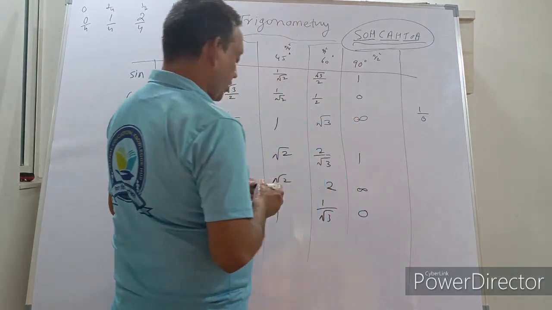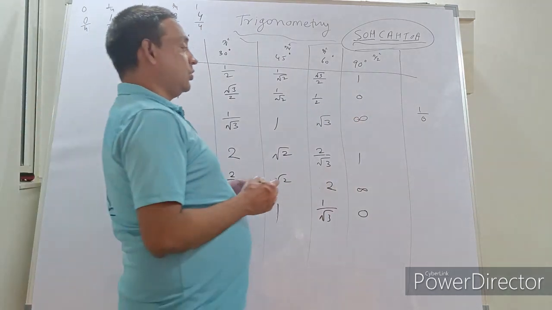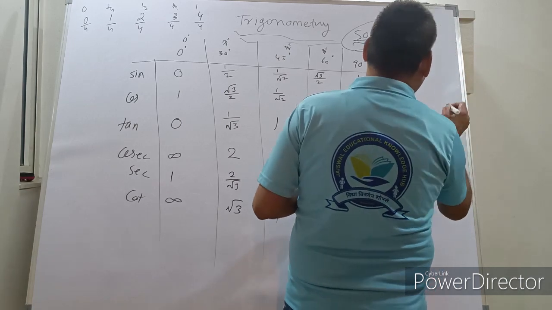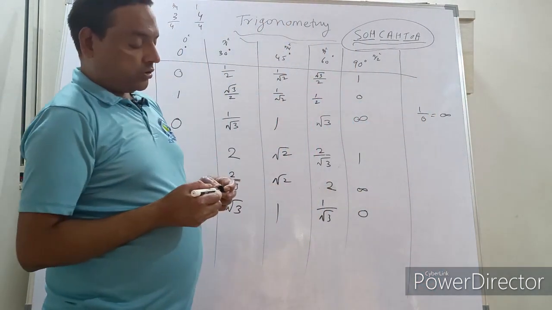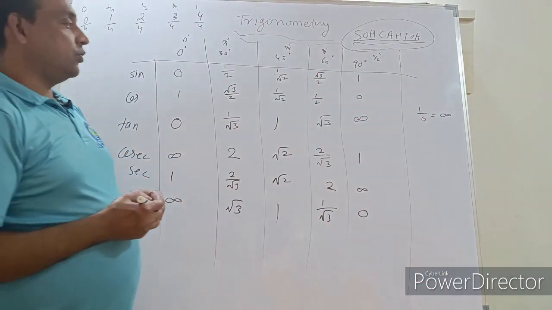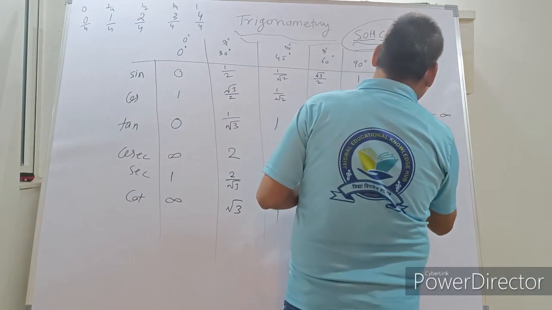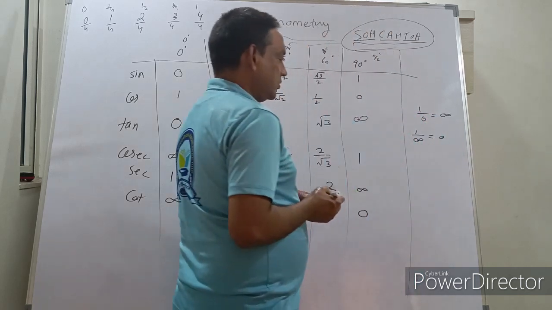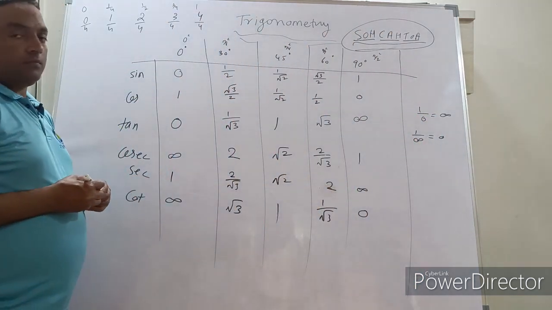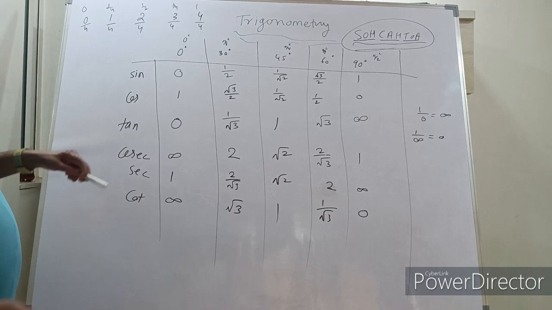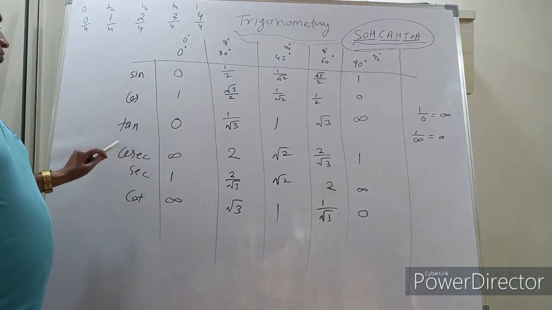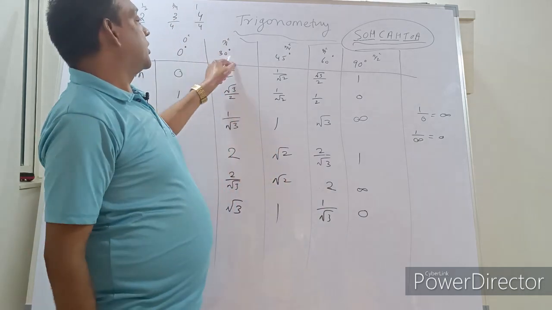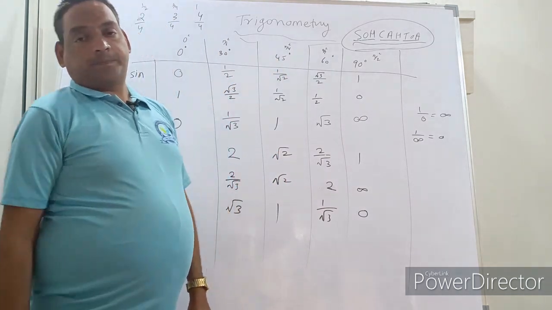So this is an important thing: 1 upon 0 is nothing but infinity. So infinity is 1 upon 0, and you can say 1 upon infinity is equal to 0. Clear? So these are the values of sine, cos, tan, cosec, secant, cot at 0, 30, 45, 60 and 90.